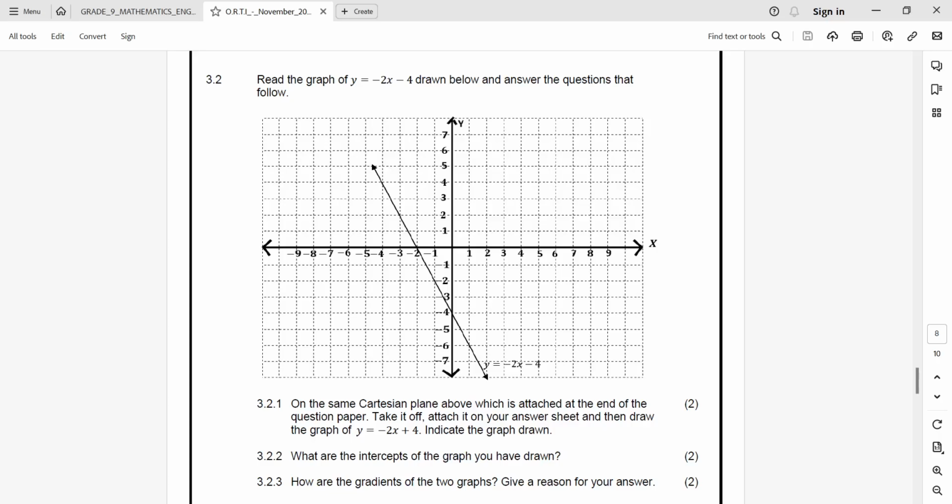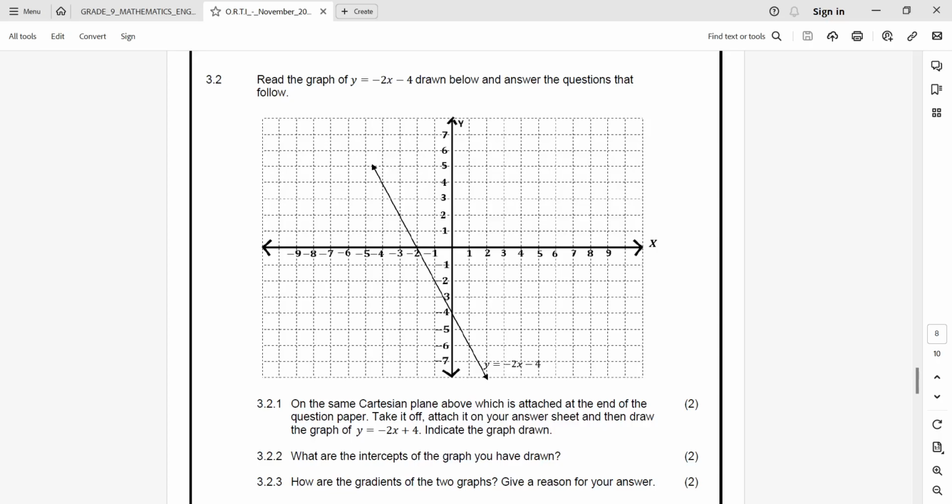And then, how are the gradients of the two graphs? What will you say? You look at them. This is an English question. How are the gradients? The gradient of this graph, we say, is -2. And of the first one, y equals -2x minus 4, we say the gradients are the same. So what does it tell you? It tells you the two equations are parallel, or the two lines are parallel. But give the reason. Both equal -2. They are the same. Then the two straight lines are parallel. Then that is 6 marks.